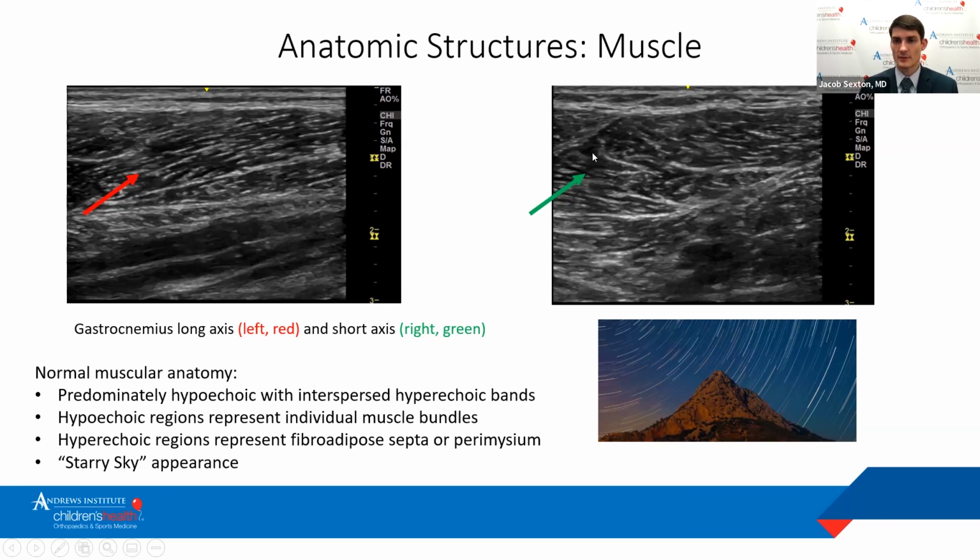You're expecting to see a nice hypoechoic appearance with interspersed hyperechoic elements. And then you'll have these very hyperechoic bands that help separate individual muscle bundles and separate muscles from one another. Whenever I'm thinking of muscle tissue, I think of a time lapse of a starry night sky. And that's what I'm looking for, in this bottom right image. When I see that pattern, I know I'm looking at nice, healthy muscle as opposed to any strains or any other deficits.